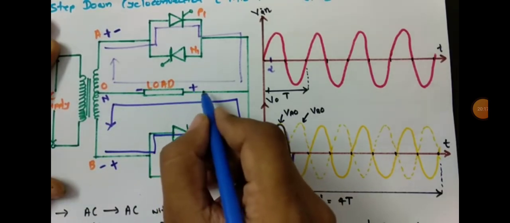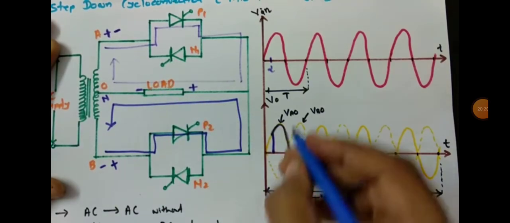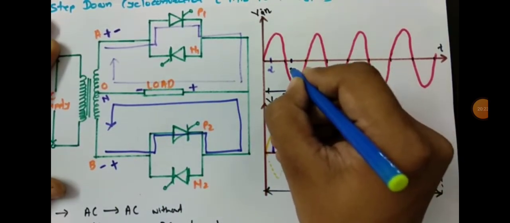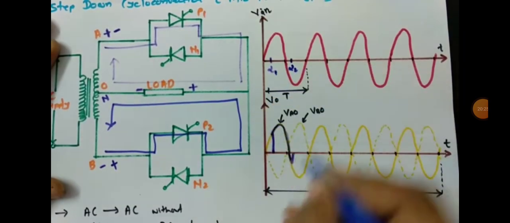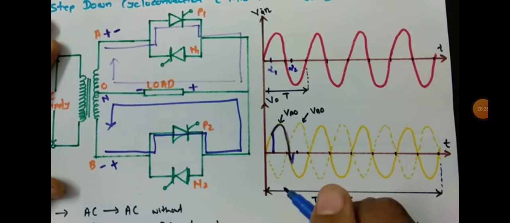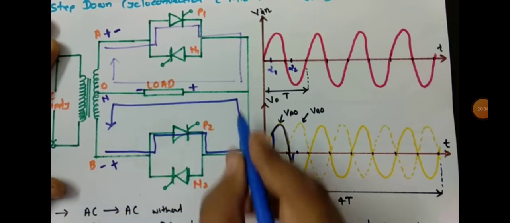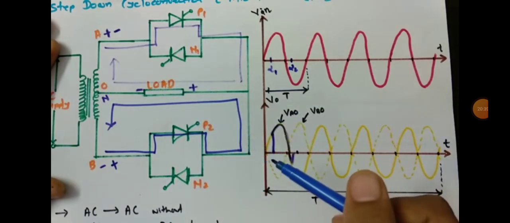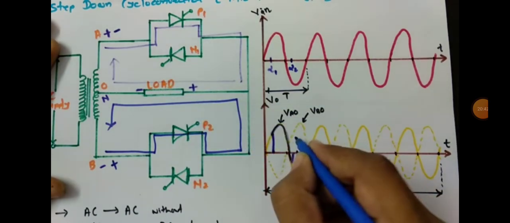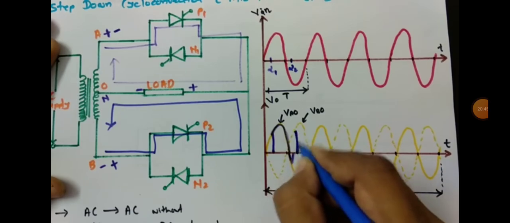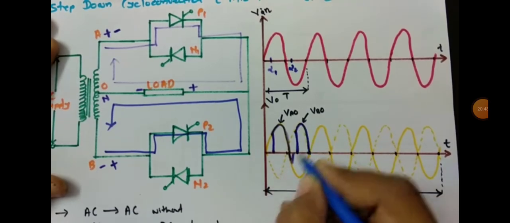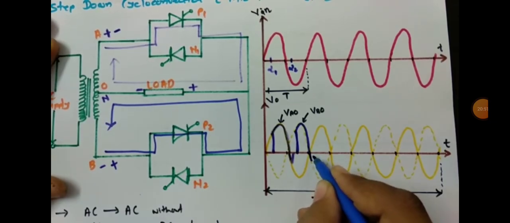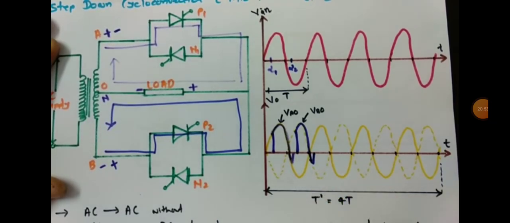So the output will be again positive. Let us say this is alpha 1 and this is alpha 2. At this angle alpha 2, if we trigger P2, because it is passing through this direction, that is the same direction as previously with the positive half cycle, the voltage appears like this, and again there will be a negative spike due to the inductive load, and this keeps on repeating.